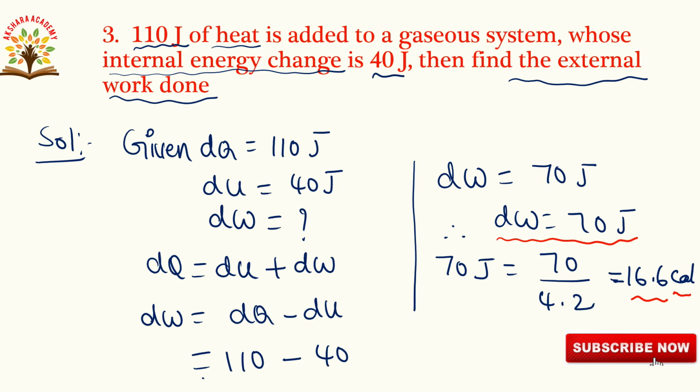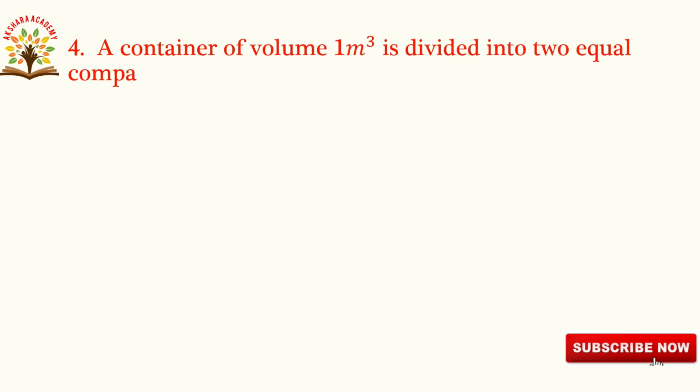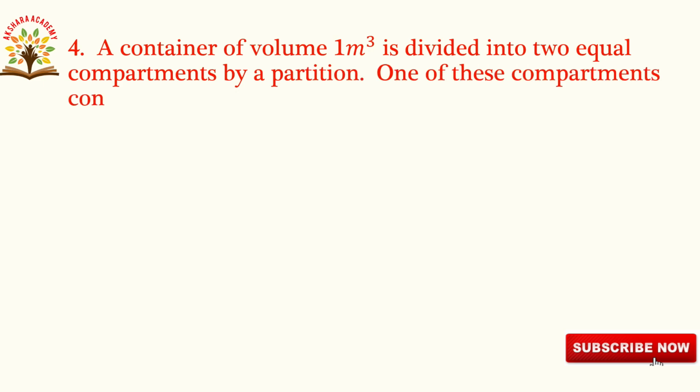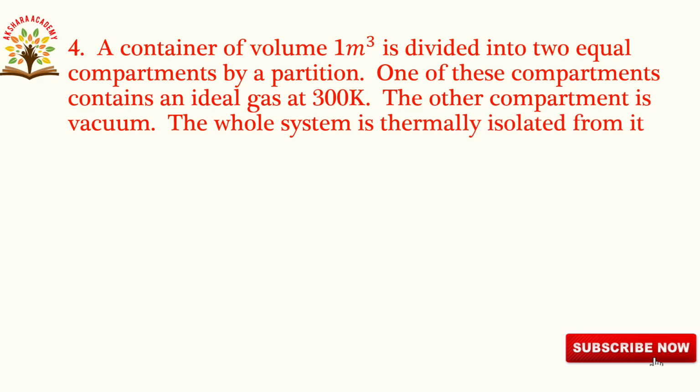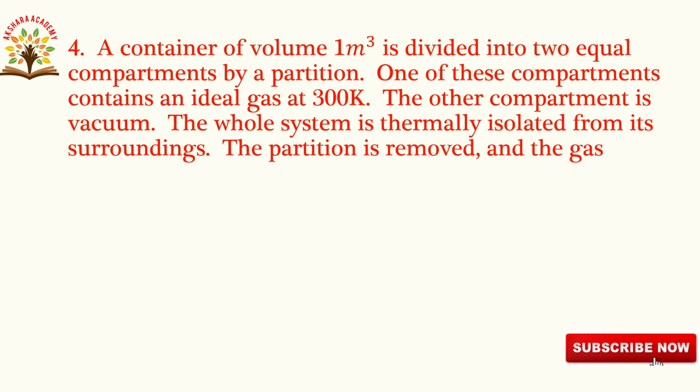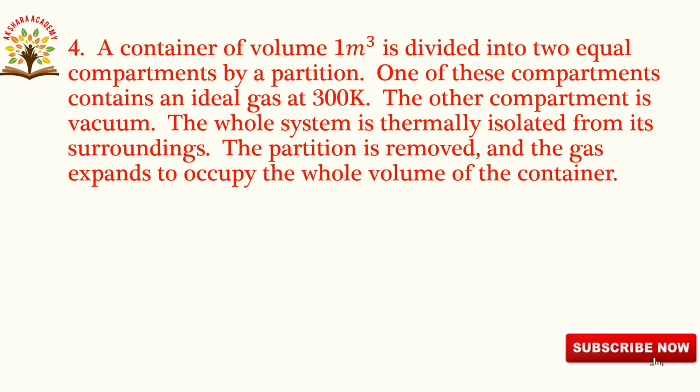Next, go to the next question. Let us go to the fourth question. A container of volume 1 meter cube is divided into two equal compartments by a partition. One of these compartments contains an ideal gas at 300 Kelvin. The other compartment is vacuum. The whole system is thermally isolated from its surroundings. The partition is removed and the gas expands to occupy the whole volume of the container.